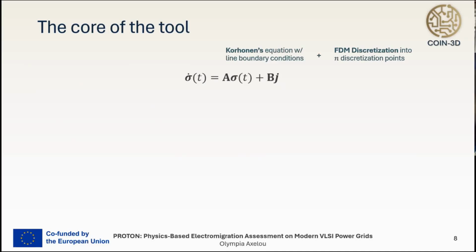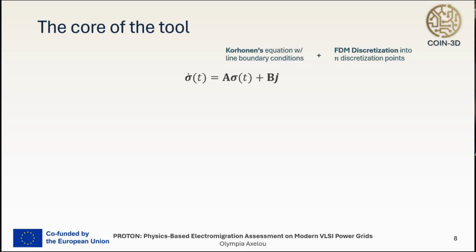For accurate electromigration stress analysis, in the core of the tool, we employ the physics-based equation proposed by Korhonen. It is a partial differential equation that models the diffusion of electromigration stress inside a line or an interconnect, accompanied by suitable boundary conditions. Then, using the FDM discretization, we arrive at this ODE system of size n, which is the number of discretization points.